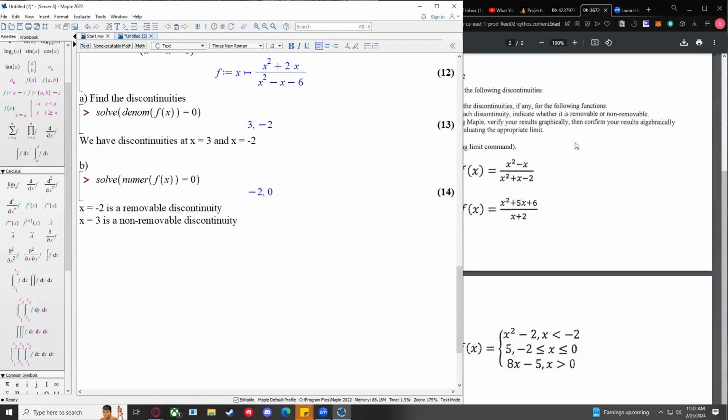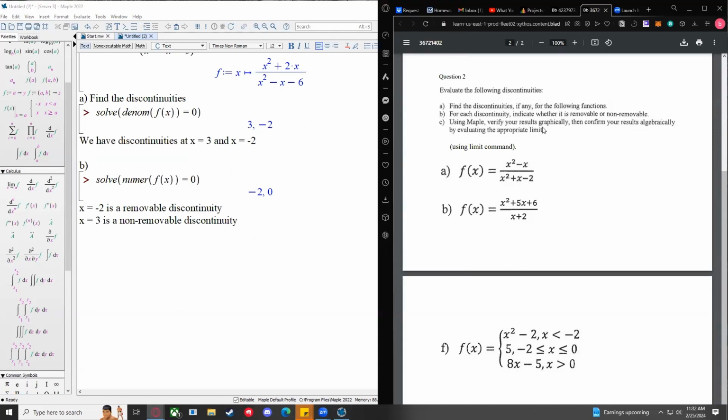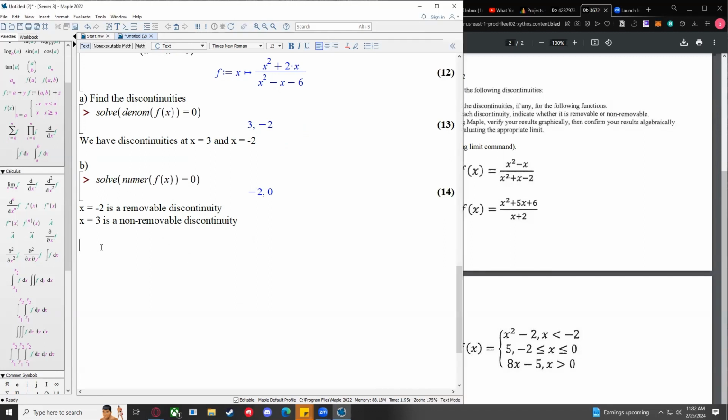All right, so now we need to do part C, where it says verify your results graphically, then confirm your results algebraically using the appropriate limit. So they're asking us to graph and find the limit algebraically. And so to graph, we just want to plot our f of x.